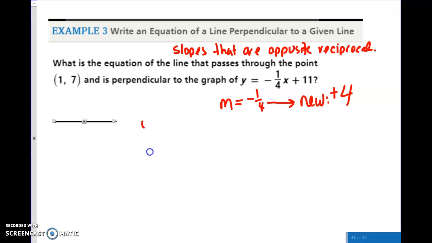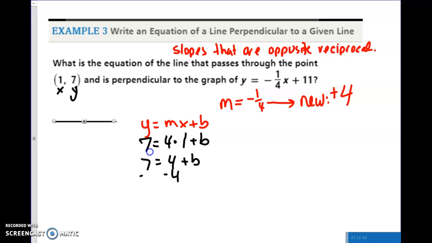All right. And now that we changed the slope, the problem is going to be similar to the other one. I'm going to say y equals mx plus b, or you can use point slope form. I'm not sure which one you like better. So this is my y, that's my x, 4 times 1 plus b. I don't know why everything is 3. So my new b is 3. Oops, that's my old slope.